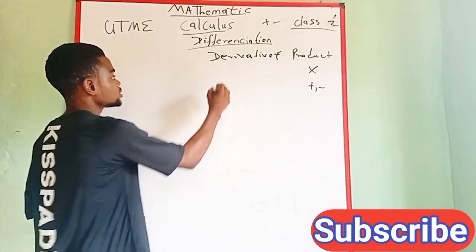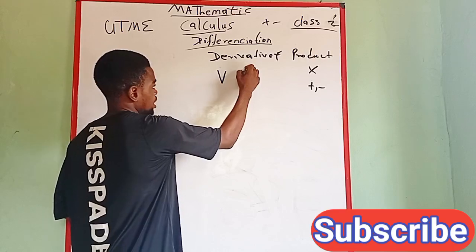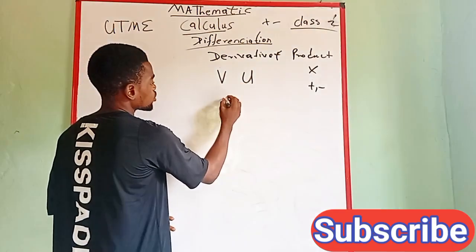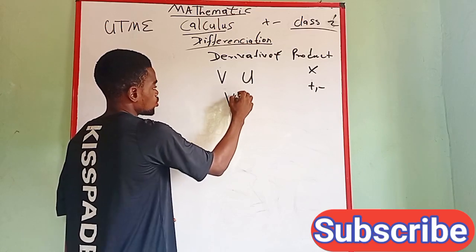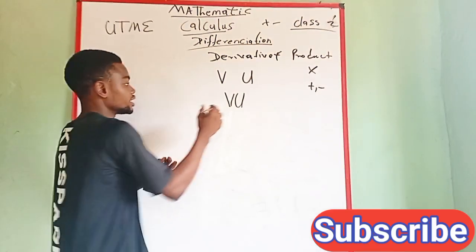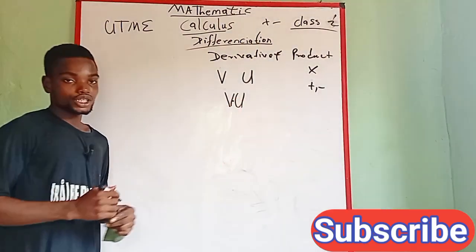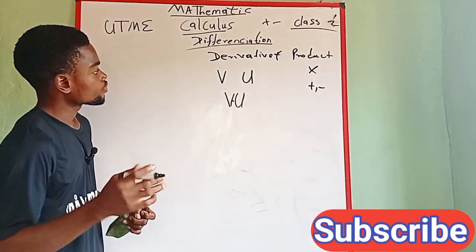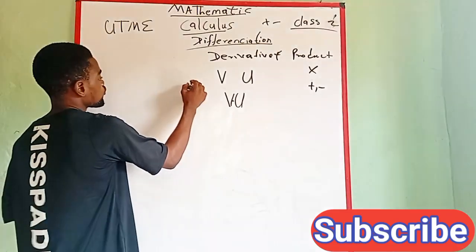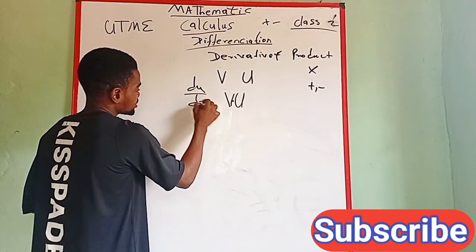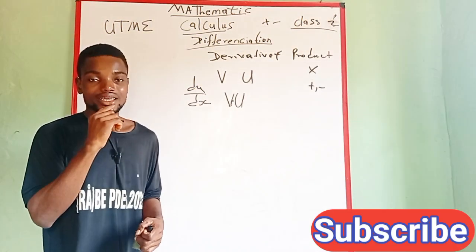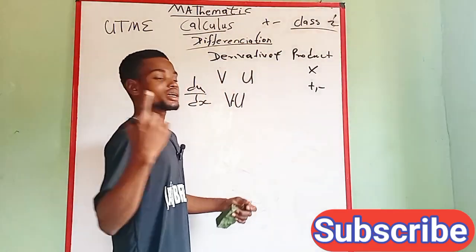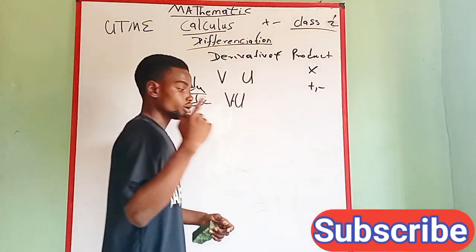Now, for instance, we use v and u as variables. Once these variables come together to multiply each other, what is holding them is multiplication. We call it derivative of product. To tackle this, and to find your dy over dx, you know what dy over dx means? We are using the general rule to ease our speed in JAMB.